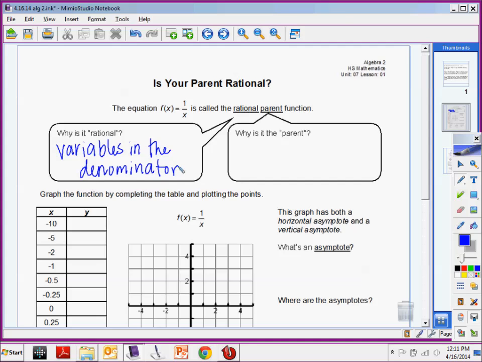Well, what is a parent function? Why is it a parent function? Because they had kids. Variable in the numerator. Isn't that y equals x? No, it's opposite. Because that varies from.